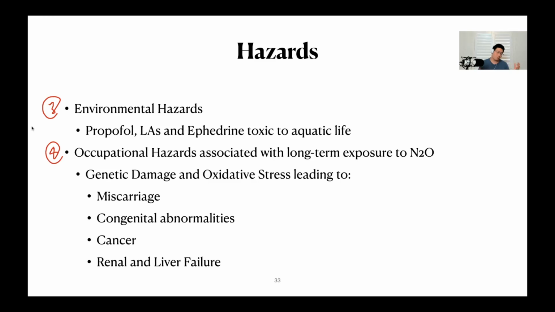There's numerous ways to phrase this, but I've just summarized a little paragraph from the article in Anesthesia Analgesia in 2021, which is that it creates genetic damage and oxidative stress, which leads to miscarriages, congenital abnormalities, cancer, renal, and liver failure. And look, the causation may not be strong enough, and you could probably write something like associated. Rather, there may be an association, rather than a causation.